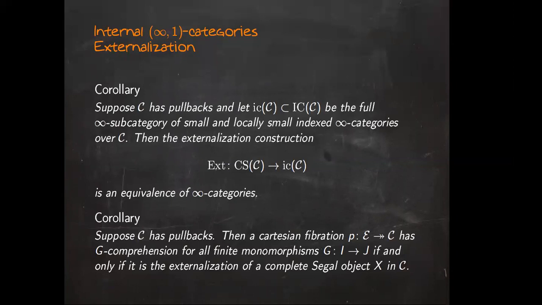Yeah, and as a corollary, we have seen that a fibration is small and locally small if and only if it has J comprehension for every finite mono J. And so we see that if C has pullbacks, then this is again equivalent to being the externalization of a complete Segal object X.